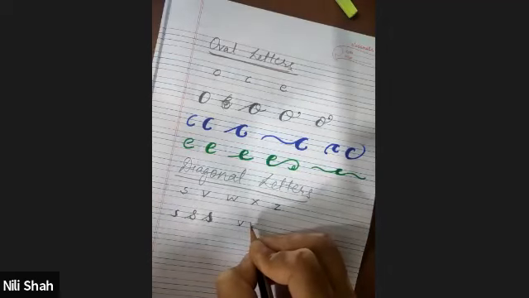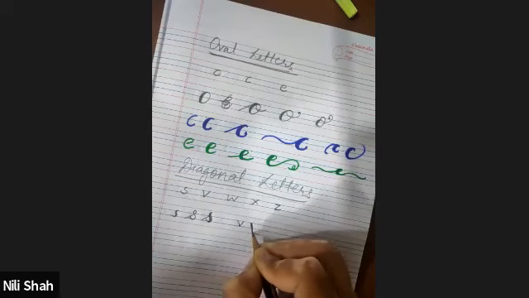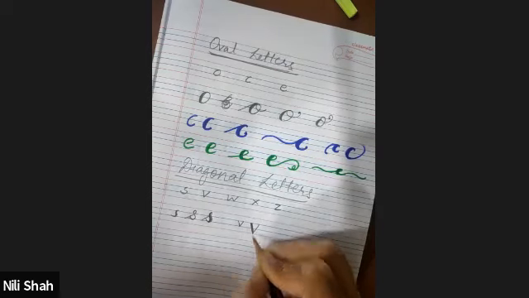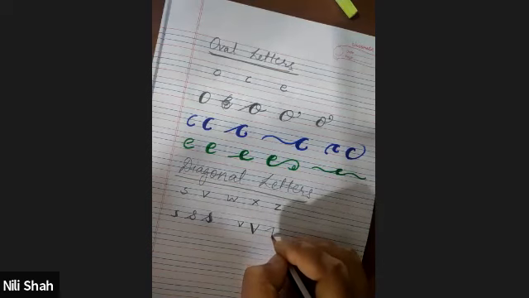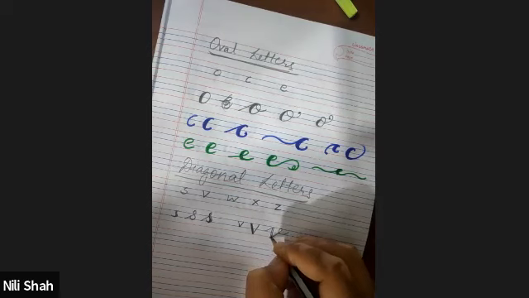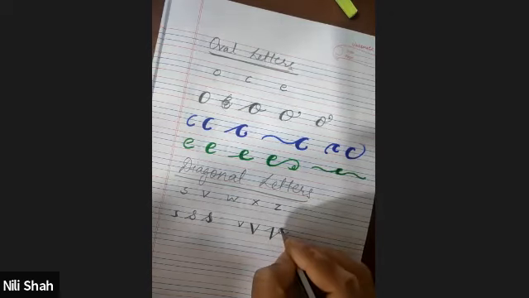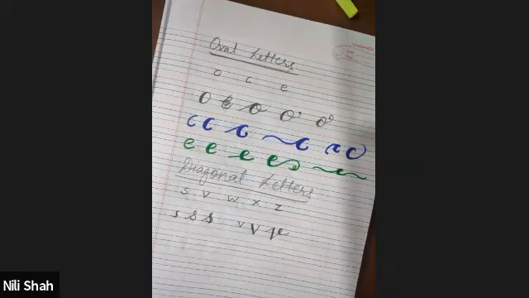What we have to do is thicken the downward stroke, like this. We write cursive V like this. So we'll thicken the downward stroke like this. And this one is also moving down, so we'll thicken that also.